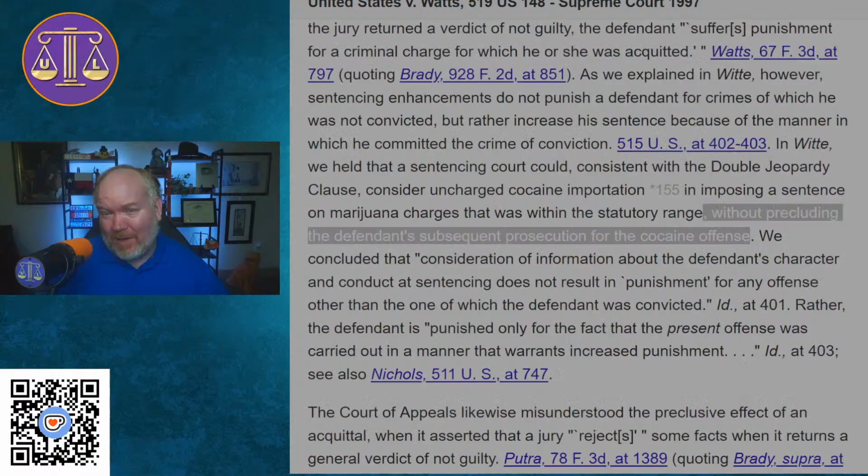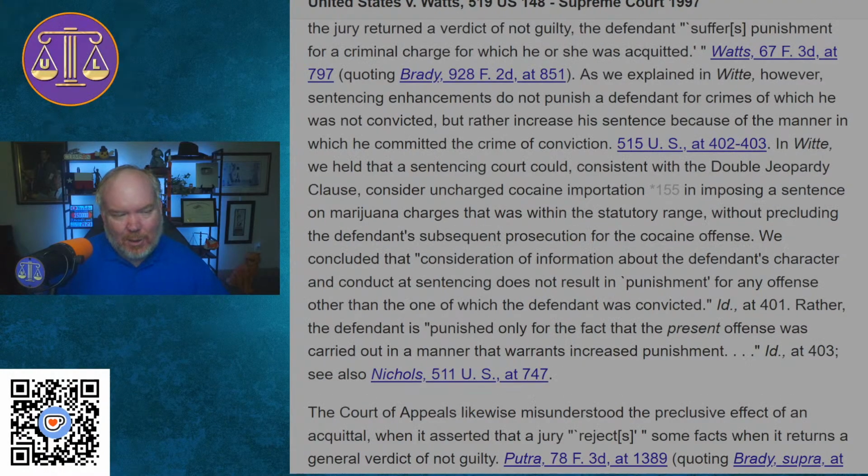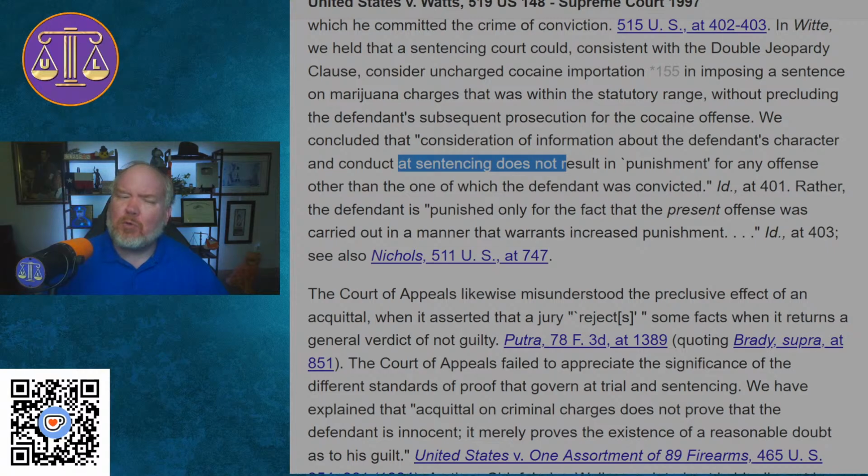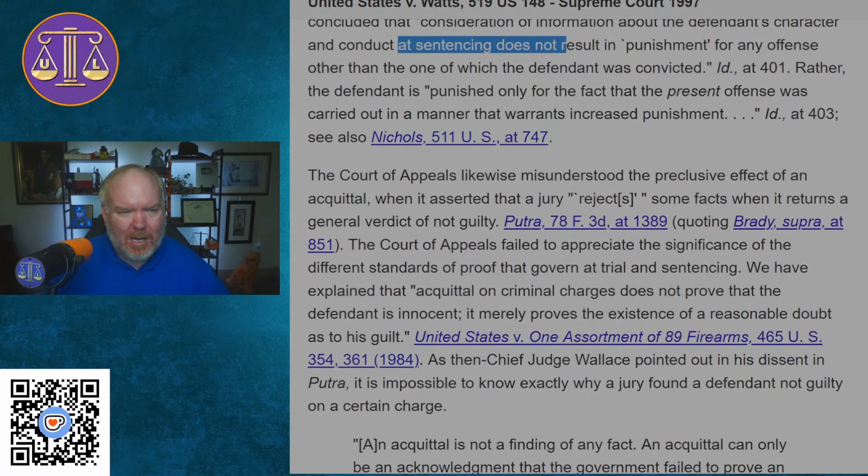Great, no problem. We conclude that the consideration of information about defendant's character and conduct at sentencing does not result in punishment for any offense other than the one of which they were convicted. Rather, defendant is punished only for the fact that the present offense was carried out in a manner that warrants the increased punishment. The Court of Appeals likewise misunderstood the preclusive effect of an acquittal, where it asserted that a jury rejects some facts where it returns a verdict of guilty.